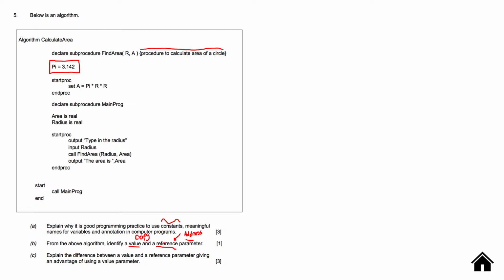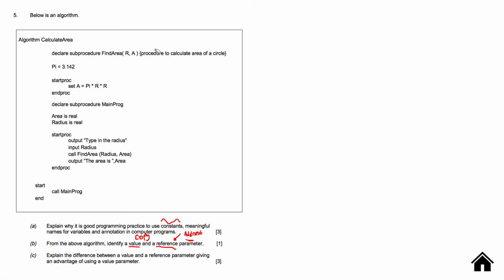Well, I said to you, parameters are variables inside the parentheses really. So here you've got your subroutine, which is called find area, because it says declare subroutine find area, and it says R and A. So R and A are parameters. So one of them or both of them might be a value, and both of them or one of them might be a reference parameter. So I need to look through my code and work out where these things are actually being used or not.